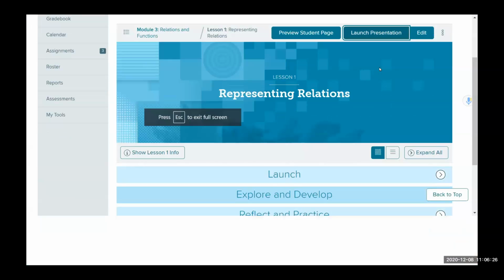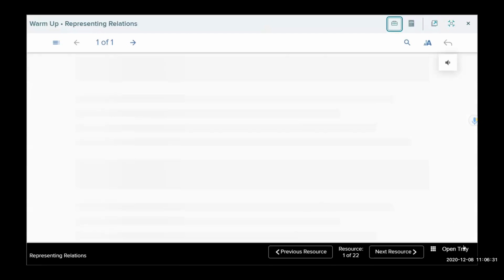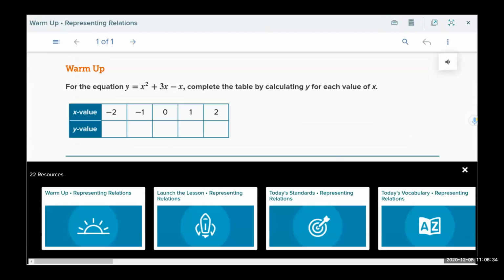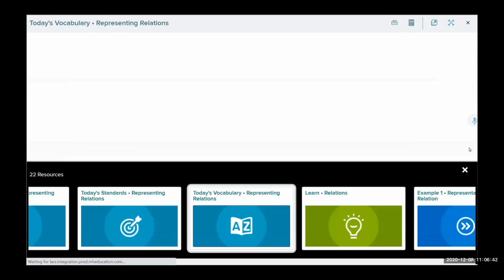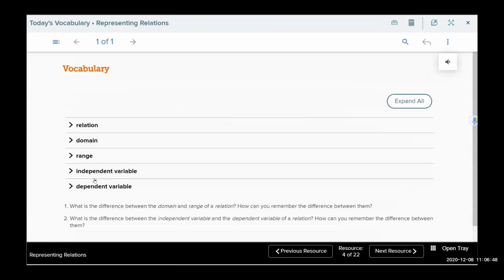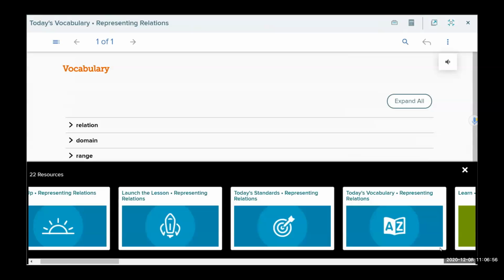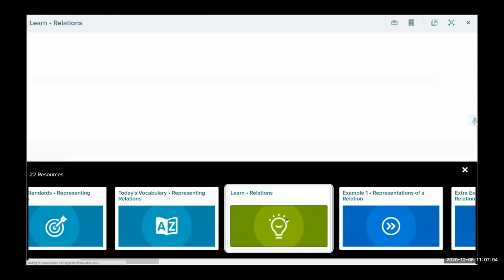Hi, Marco. Thanks for turning your camera on, man. And we're not using everything by a long shot, but I can then open the tray down here in the lower right corner, and very quickly the vocab that I was talking about. I'm not going to look at the definitions here, but at least it's the list: relation, domain and range, independent and dependent variable. Those are the vocab words we're trying to make sure we have a basic understanding of. And now I'm going to motor right on over here to learn relations.